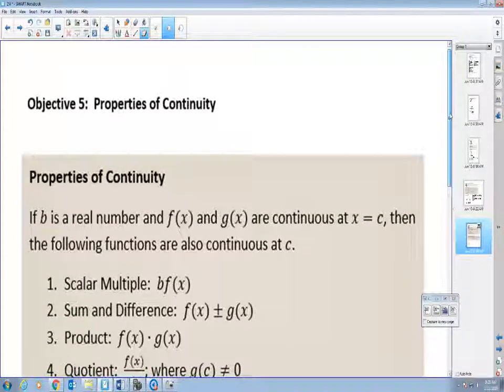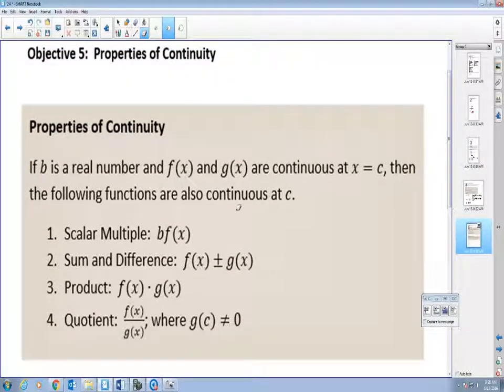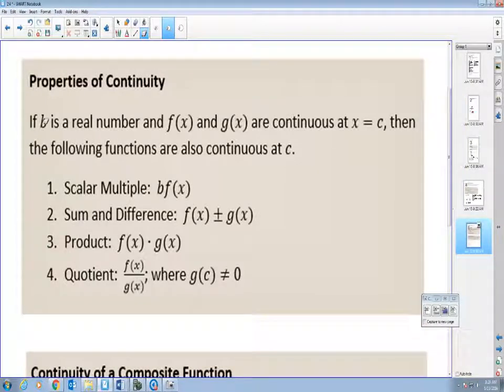Properties of continuity. If b is a real number and my function f of x and another function g of x are both continuous at x equal to c, then the following functions are also continuous at c. If I take this real number times my function f of x, a scalar multiple, if I have a number in front of my function and multiply it, since f of x is continuous at c, this new function is also continuous at c.